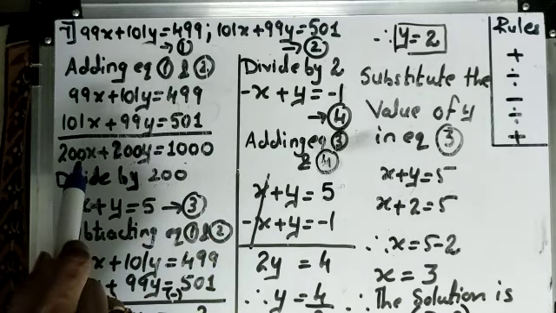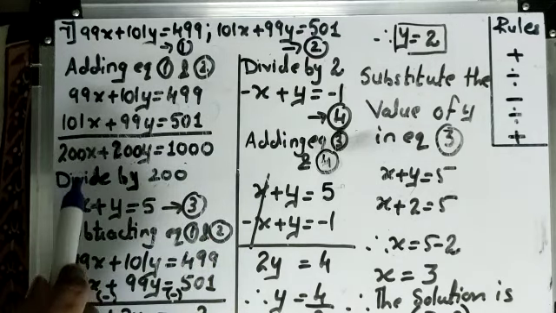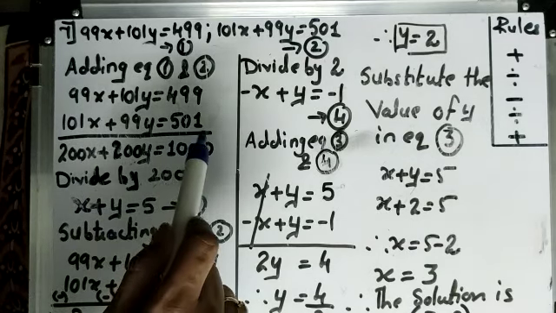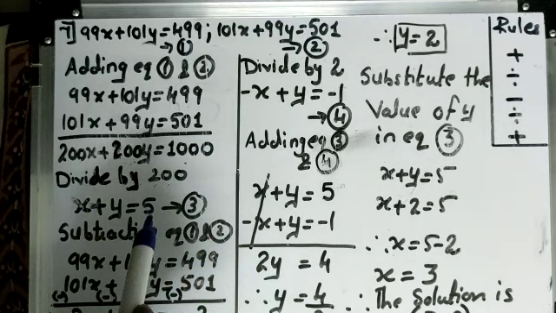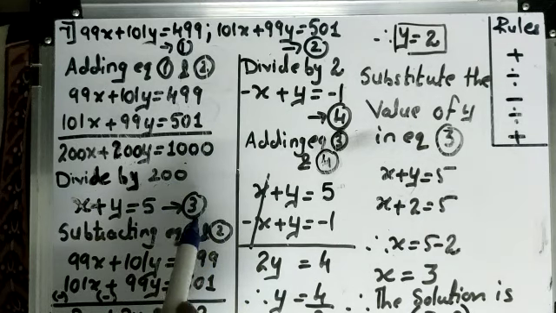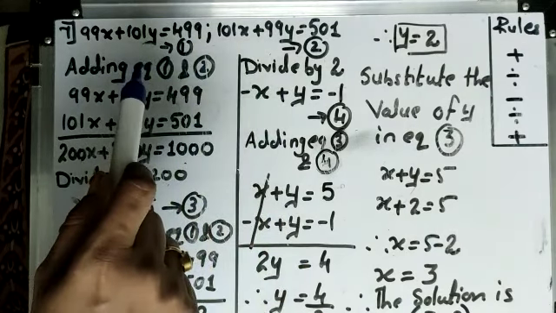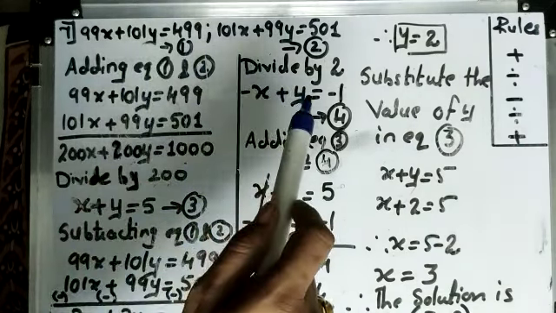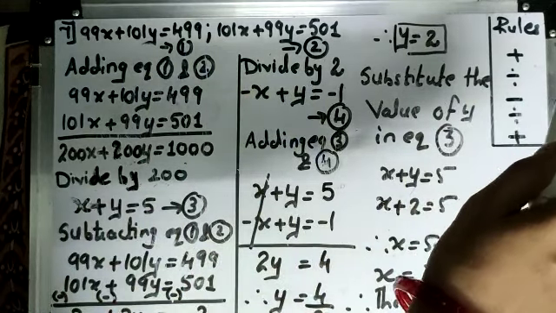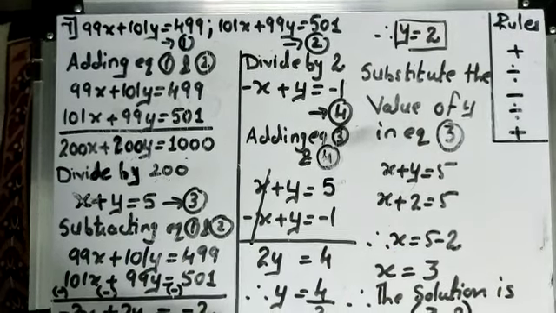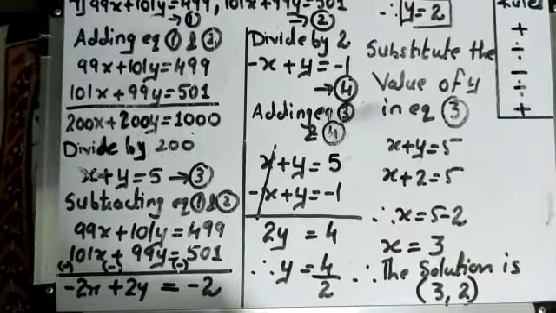When you divide by 200, you will be getting x plus y is equal to 1000 by 200, which is 5. So you will be getting 5. That is my new equation, equation number 3. Now, the same two equations, that means my equation number 1 and my equation number 2, I am going to do as per the rule, subtracting. Subtracting equation 1 and 2.